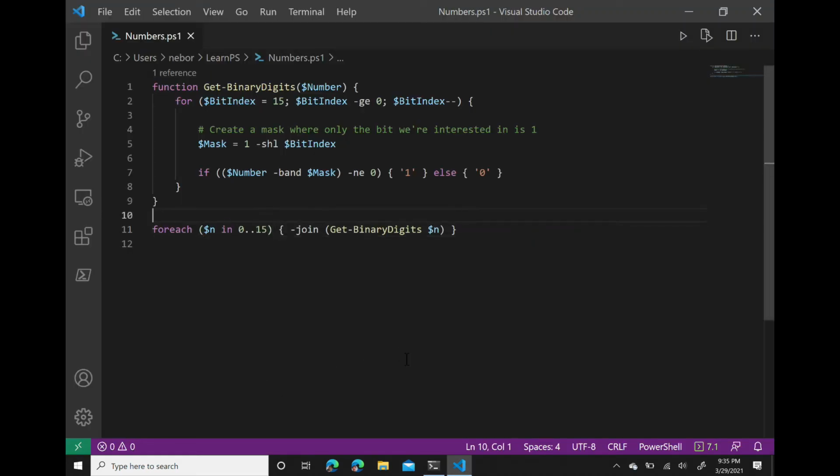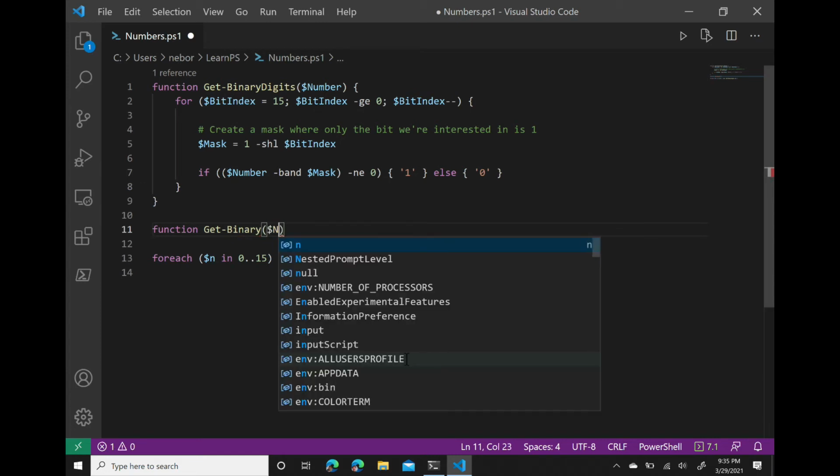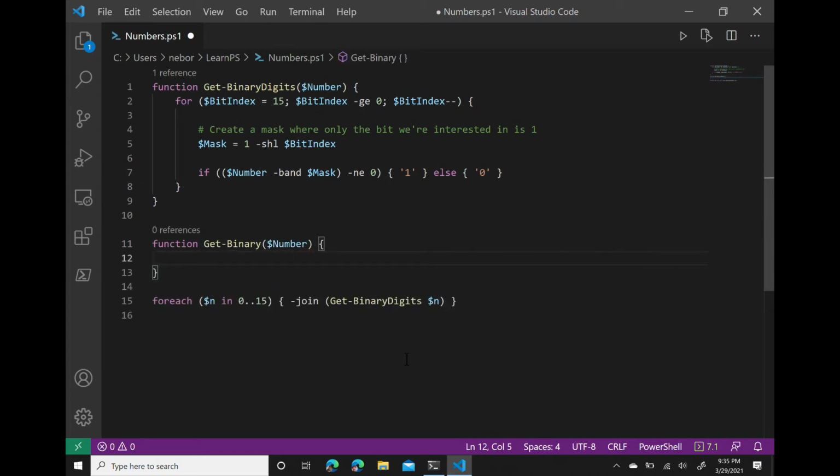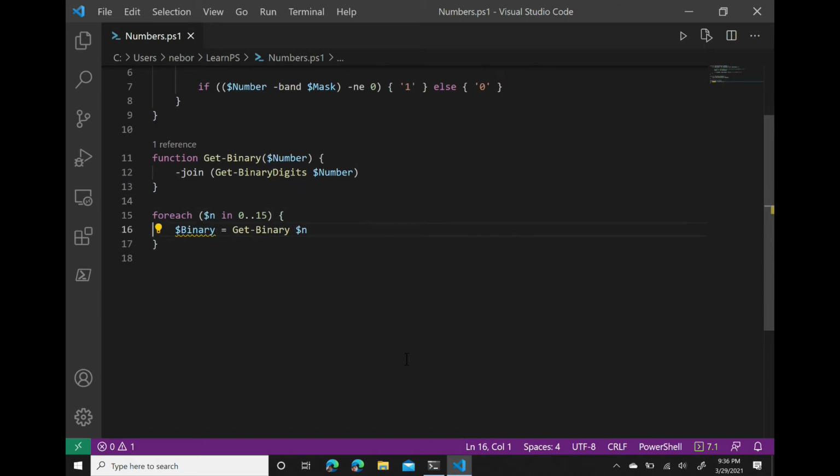So here, just for fun, we can write a function getBinary, and this we'll call join. Okay, so we have a binary representation. Let's go ahead and write out an output where we have a decimal, binary, and hexadecimal representation.